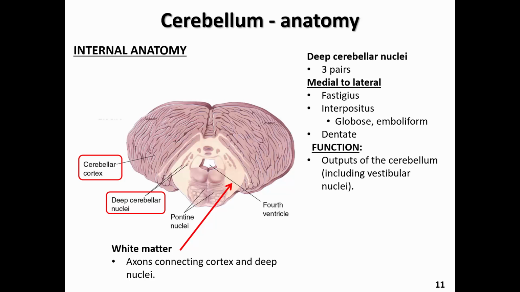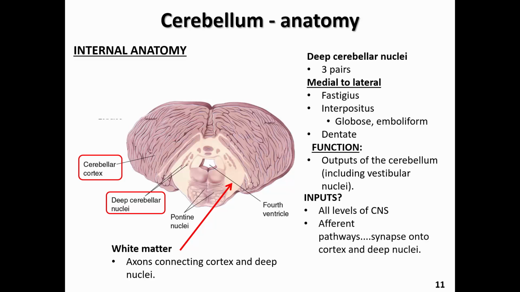And the outputs include the vestibular nuclei located in the brain stem. Now, for the output to happen, this region must receive inputs as well. And what's unique about these nuclei is that inputs come from a wide range of locations of the central nervous system. And so the afferent pathways will synapse not just onto the cortex, but also onto the deep cerebellar nuclei.